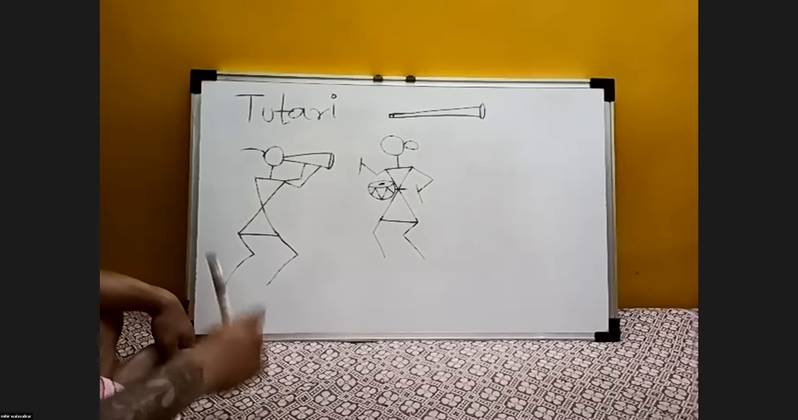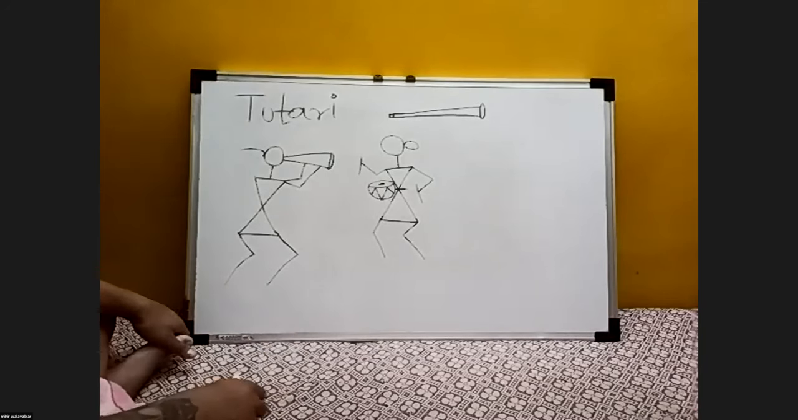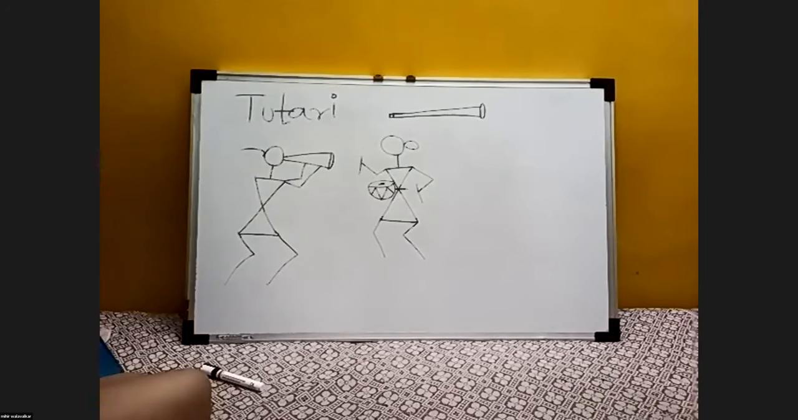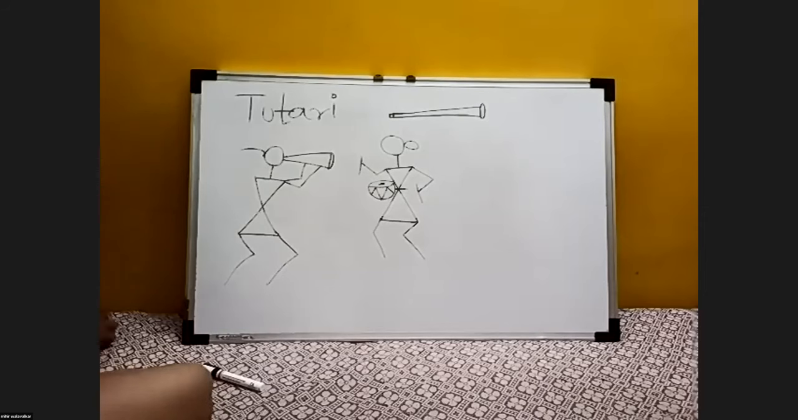So you have shown us dholak, dhol, and tutari, right? Yes, ma'am. Okay. Will you show us the tarpa as well? Yes. I will show one or two more instruments, and then I will show the tarpa. Very nice. Thank you, Mihir. Okay, I will erase this off.